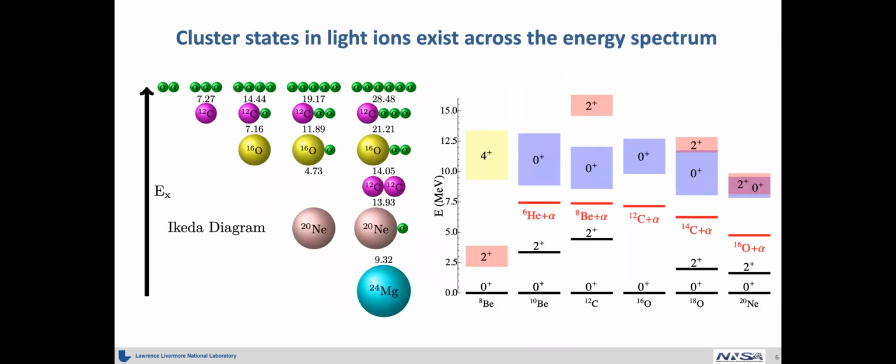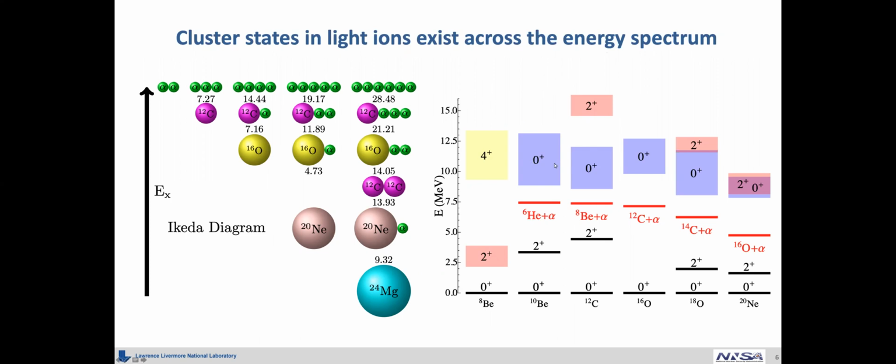Now you would expect to find these states traditionally close to thresholds. So this is the Ikeda diagram, which essentially shows you precisely that. You have, let's say, 24 magnesium, you reach the alpha threshold, you expect to find states that are of the type 20 neon plus an alpha. You reach the next threshold, you expect to find 12 carbon plus 12 carbon and so on. But that's not the full story.